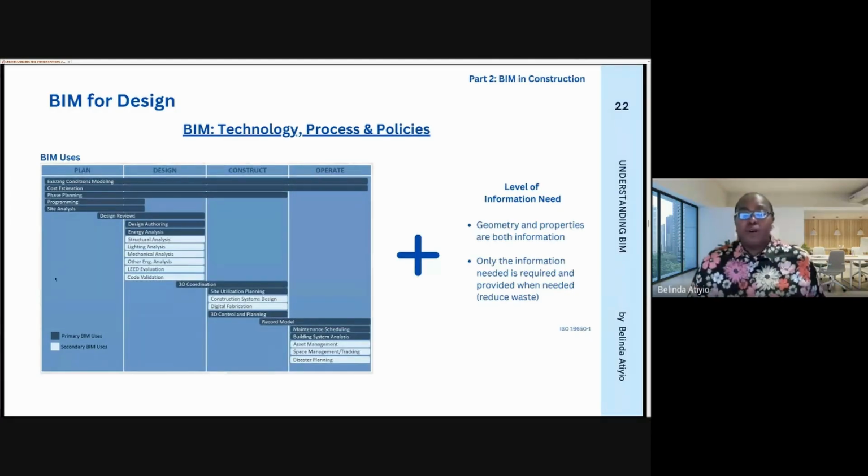You can be using it for the primary uses, which are design review, site analysis, 3D coordination, 3D control and planning, maintenance and all that. Or you can also be using it for maybe structural analysis, lighting analysis. Why I'm saying this is because all these are very important, because these are the information you are going to put into your model. Now, if you don't know what you are going to use the BIM for, then you will just be doing a 3D model that is not intelligent.